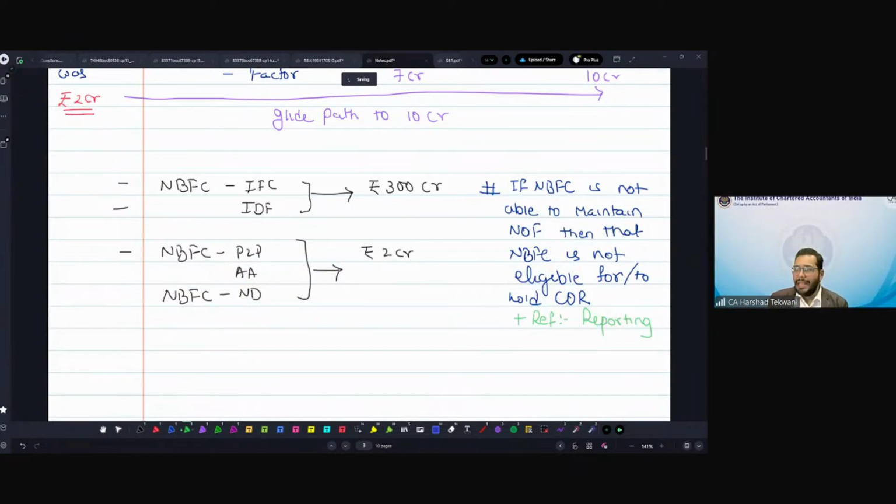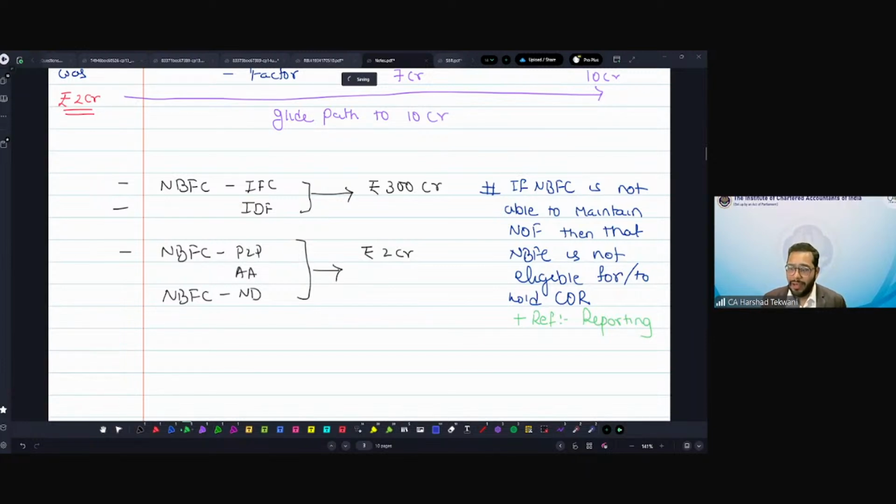Basically, there is still some time given, let's say, for example, some time is provided to the NBFC that, okay, you have to comply with these requirements within this time frame. Basically, by the end of the year. If the NBFC doesn't have that particular NOF by the end of the year, the bank may also cancel its certificate of registration.